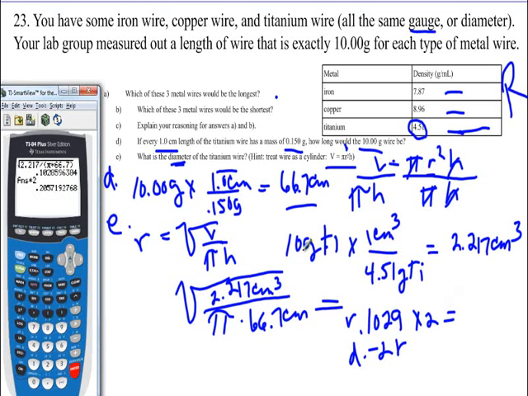This should be 10.00 grams. So I'm going to go with 4 sig figs, and I'm going to go 0.2057 centimeters. A little different than what the answer key says, but not far off. All right, let's try 24.